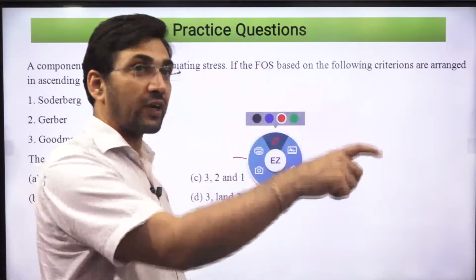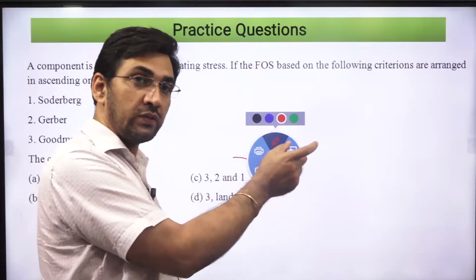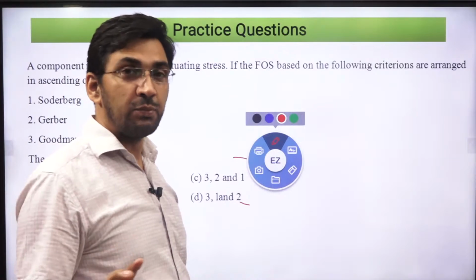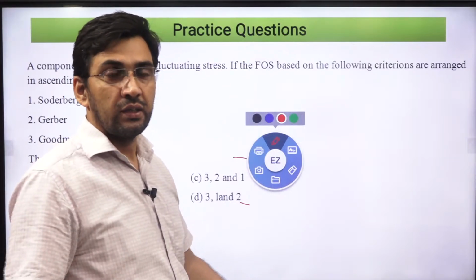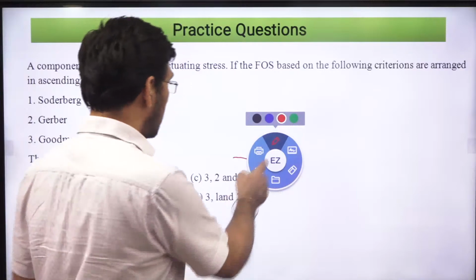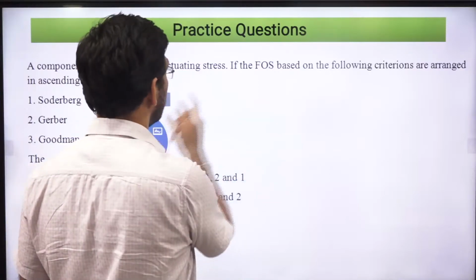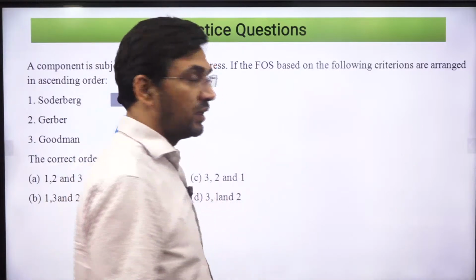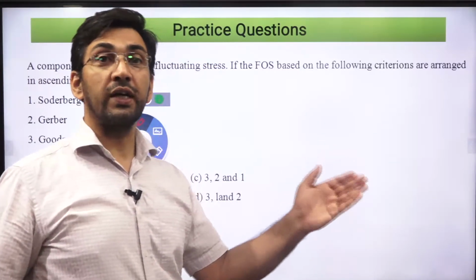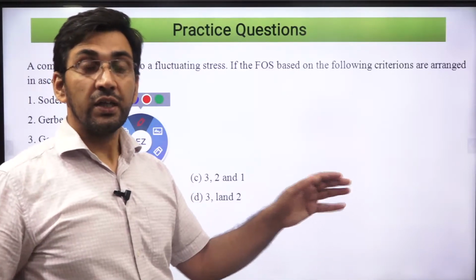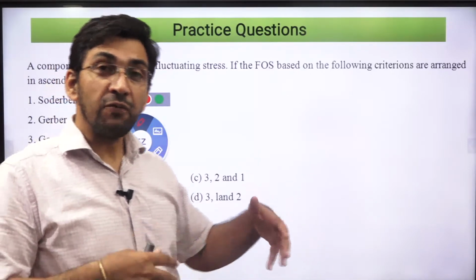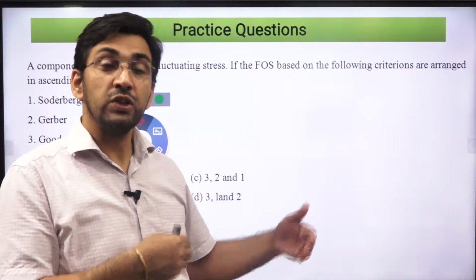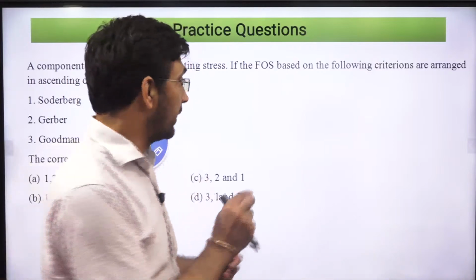That I'm applying the same factor of safety in all the theories, and which one was the conservative? That was the question. Here he's not saying that way. He's simply saying which one is safer. That is how the interpretation is. So he's saying which one is more conservative. If the factor of safety based upon the following criteria are arranged, what is the meaning of that? If we consider from the safer point of view, which one is safer, which is the least safe, which is the most safe? Something that way.